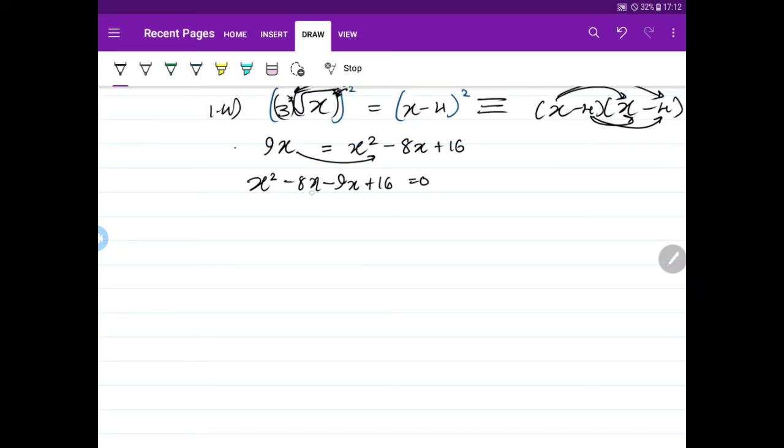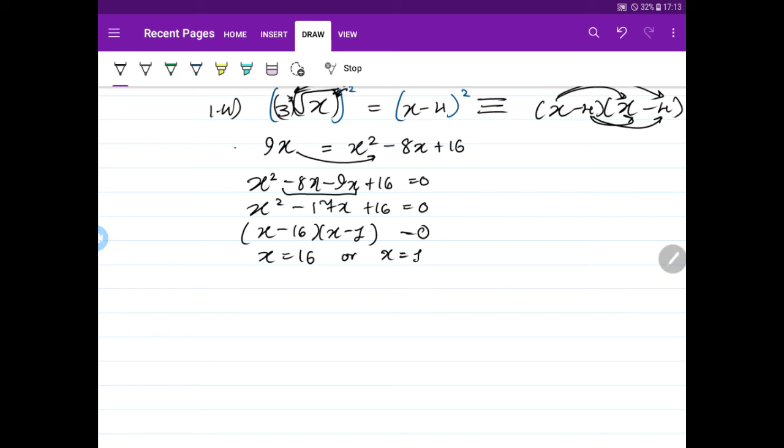So anyway, these two are like terms. So we have x squared minus 17x plus 16, and I see this is a theme in this paper, right? Now when we're factorizing, we have x minus 16, and we have x minus 1 equals 0, and we have x is equal to 16, or x is equal to 1. But are we done? No, we most certainly are not.